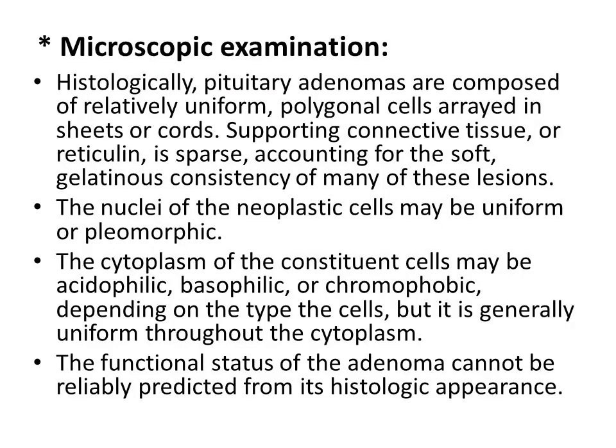Microscopic examination. Histologically, pituitary adenomas are composed of relatively uniform, polygonal cells arrayed in sheets or cords. Supporting connective tissue, or reticulin, is sparse, accounting for the soft, gelatinous consistency of many of these lesions. The nuclei of the neoplastic cells may be uniform or pleomorphic. The cytoplasm of the constituent cells may be acidophilic, basophilic, or chromophobic, depending on the type of the cells, but it is generally uniform throughout the cytoplasm. The functional status of the adenoma cannot be reliably predicted from its histologic appearance.